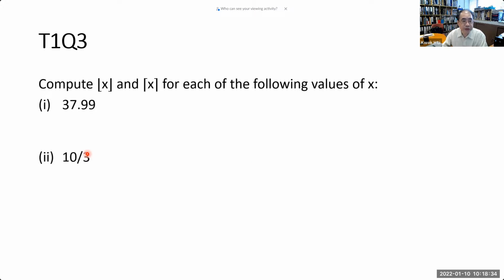Okay, so we go to question number 3. Question number 3 is to find the floor value and the ceiling. The ceiling is the integer just above. This one is 37.99. Above it, the nearest integer is 38, so the ceiling is 38. The floor is the integer part of that, 37, because the integer just below it is 37.